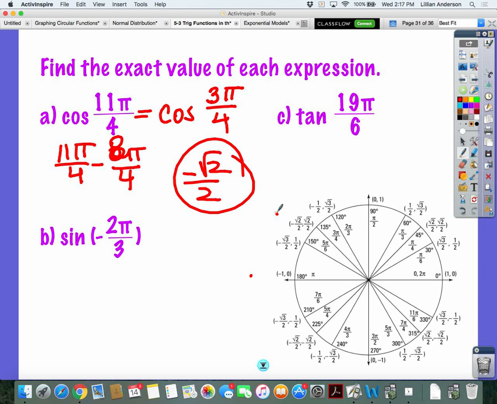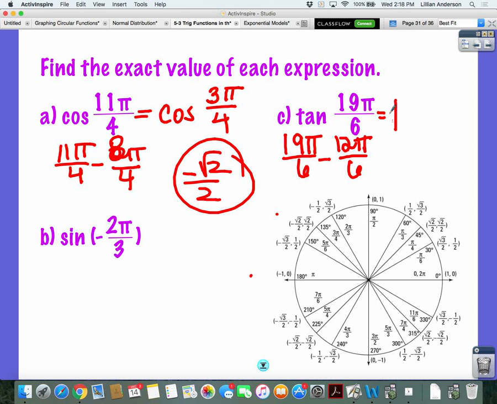Tangent works the same way. But 19 pi over 6, is that on your unit circle? No. So are you going to add 2 pi or subtract 2 pi? In order to subtract 2 pi, you have to have a common denominator, which is going to be? So 2 pi is what over 6? What's 19 pi minus 12 pi? 7 pi over 6. So the tangent of 19 pi over 6 is the same thing as saying the tangent of 7 pi over 6. We know tangent to be what over what?